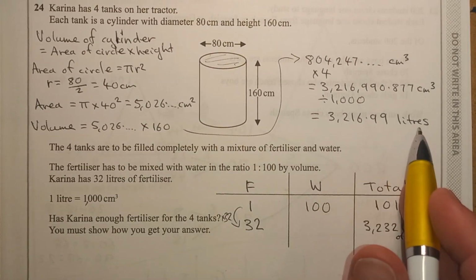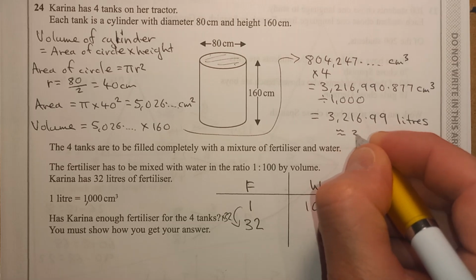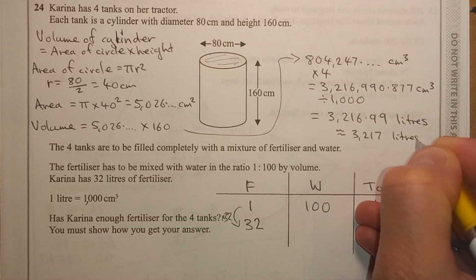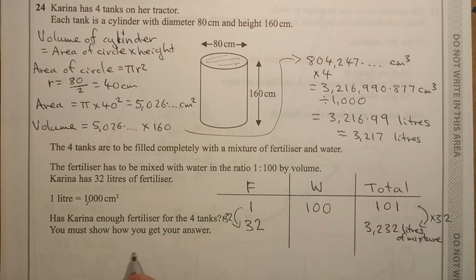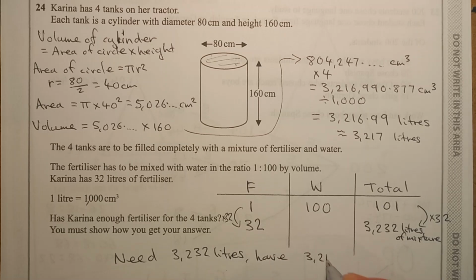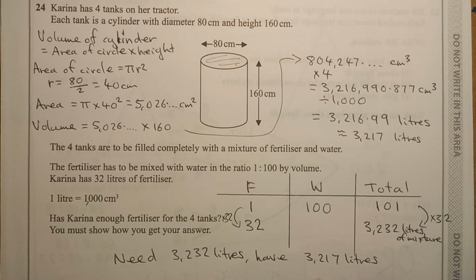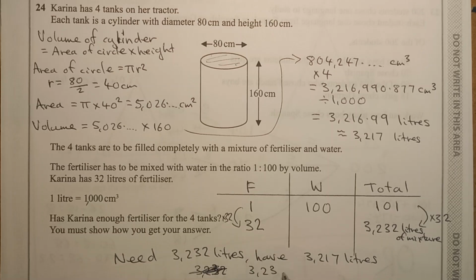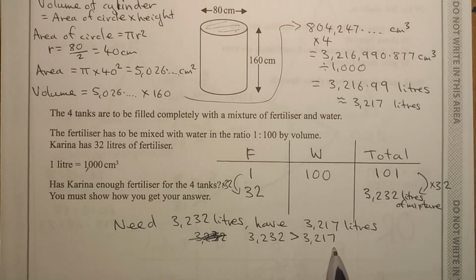Right, well, we know that we've got 3,216. Actually, I'm going to put that as approximately equal to 3,217 litres. Okay, so we need 3,232 litres, but we have 3,217 litres. So 3,232, what we need, it's getting messy, sorry, 3,232 is greater than 3,217, so what we need is more than what we've got. So has Karina got enough fertiliser?